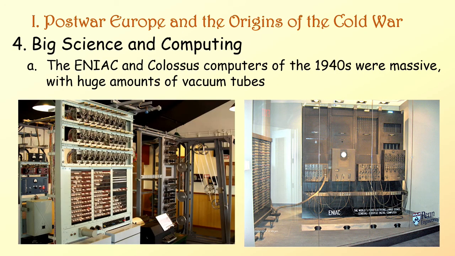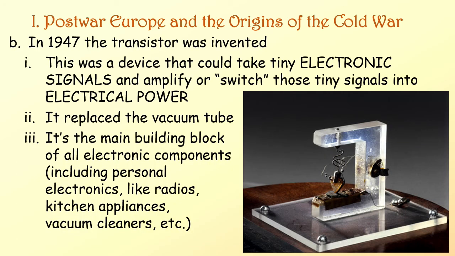Big science and computing. The ENIAC and Colossus computers of the 1940s were massive, with huge amounts of vacuum tubes. In 1947, the transistor was invented, and this was a device that could take tiny electronic signals and amplify or switch those tiny signals into electrical power. It replaced the vacuum tube. It's the main building block of all electronic components, including personal electronics like radios, kitchen appliances, vacuum cleaners, etc.